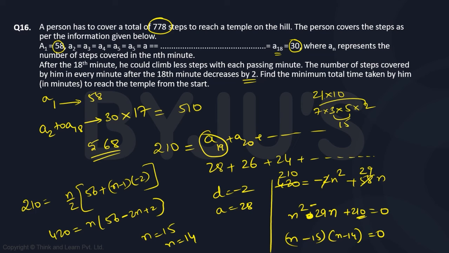Now find the minimum total time taken by him, which means we need the minimum number of steps. So 14 steps are needed. Each step, assuming, is 1 minute. So he needs 14 more steps. So he already took 18 steps plus 14 more. 14 plus 18 gives him a total of 32.